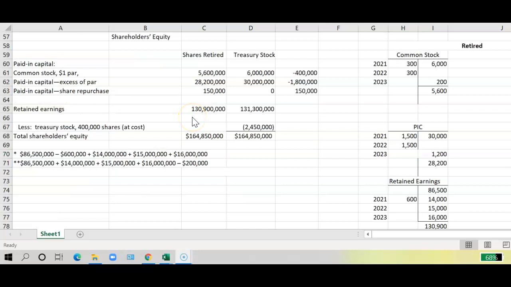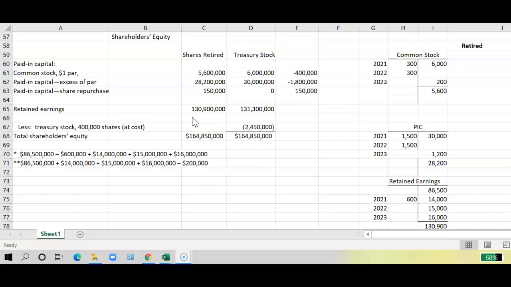Now I'd like to look at requirement 2, just for the retirement of the stock using the retirement method of the stock as opposed to the treasury stock method. Prepare a shareholders' equity section of the National Supply Company on December 23, assuming the shares are retired. Net income for 21 was $14 million, 22 was $15 million, and 23 was $16 million.